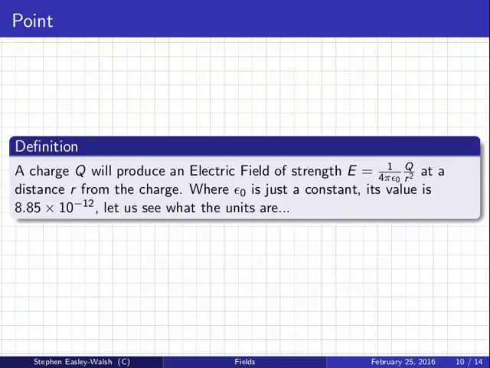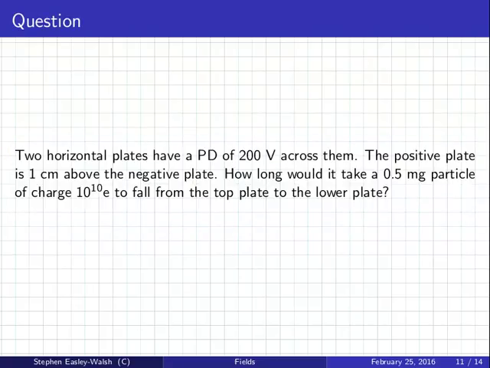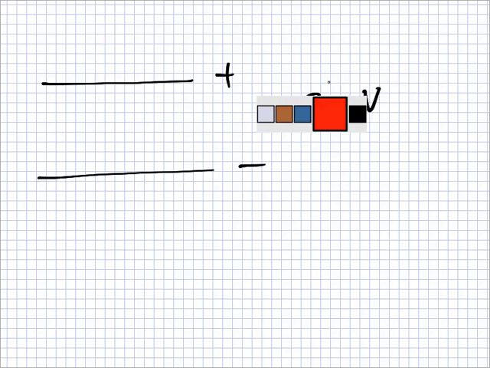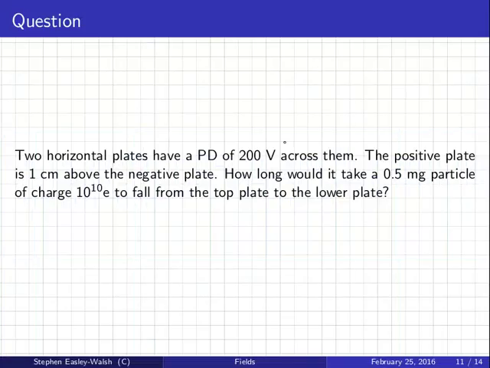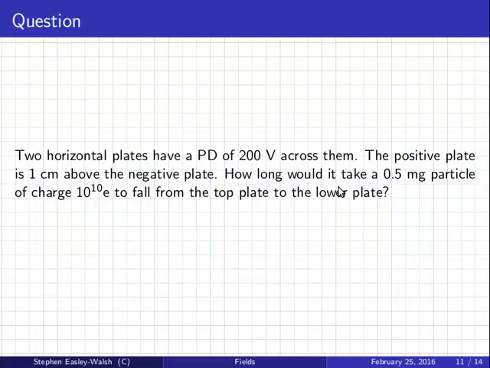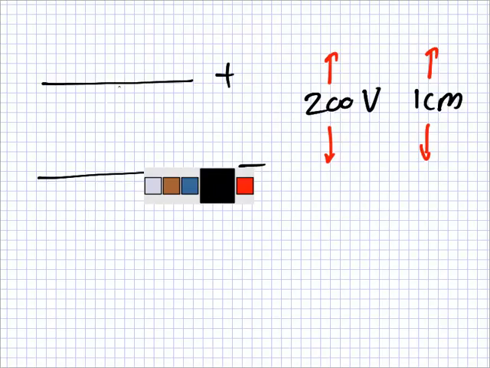So, let's have a look at an example. Two horizontal plates have a voltage of 200 volts between them. The positive plate is a centimeter above the negative plate. So you have two plates, positive and negative, with 200 volts between them, and the distance is 1 centimeter between them. And you have half a milligram of charge, 10 to the 10 E, that falls from the top to the lower plate. So there's a charge here.